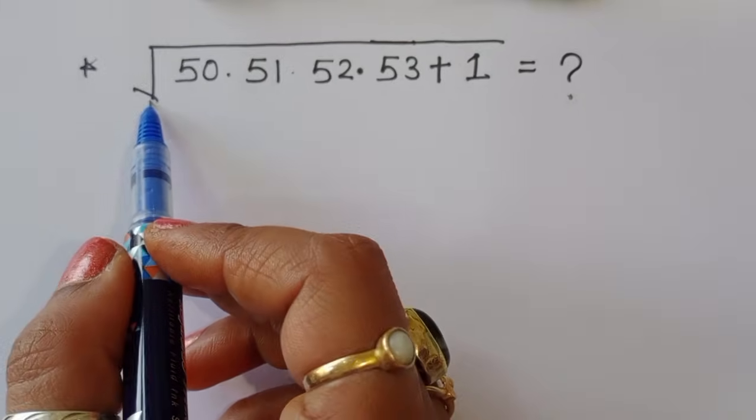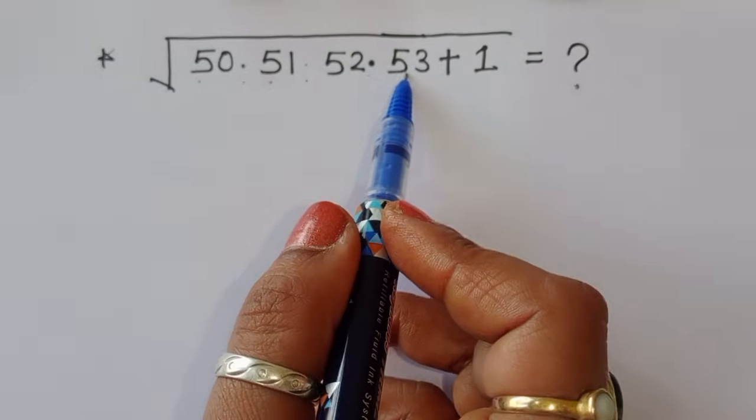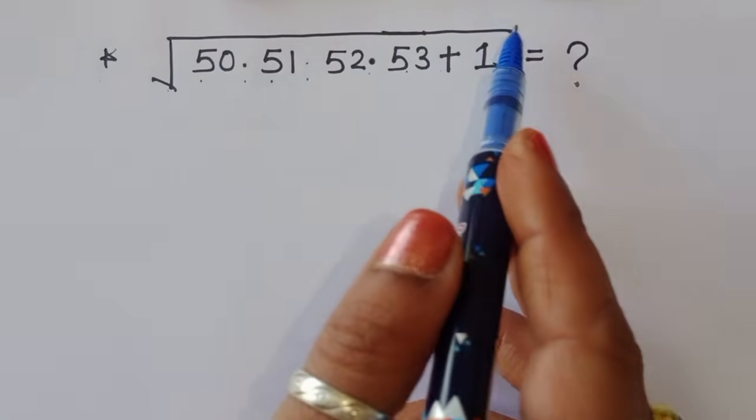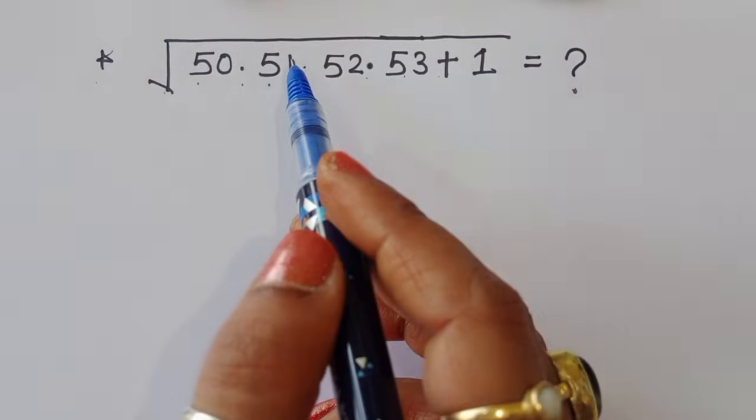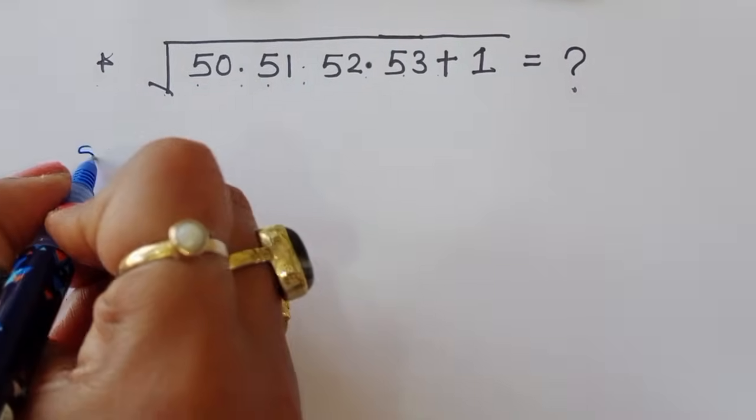Question: given the square root of 50 times 51 times 52 times 53 plus 1 is equal to what? So we have to find out the value of this term. How can we find out the value of this term? Let's see the solution.